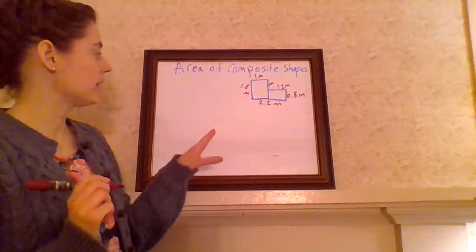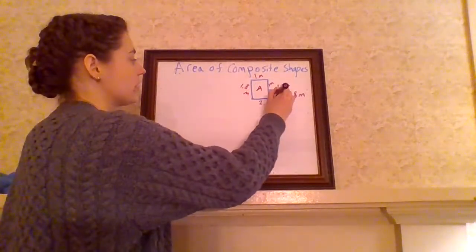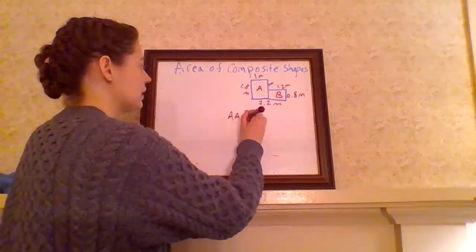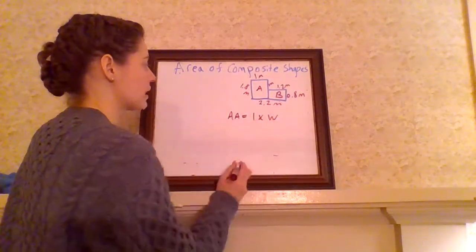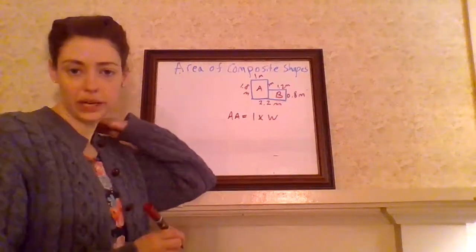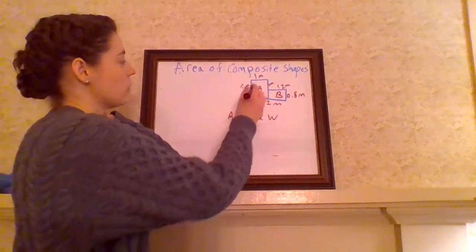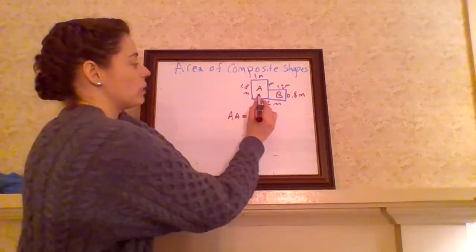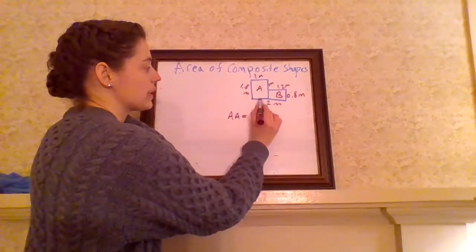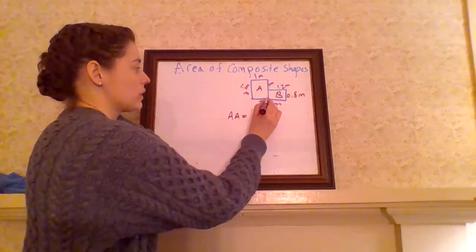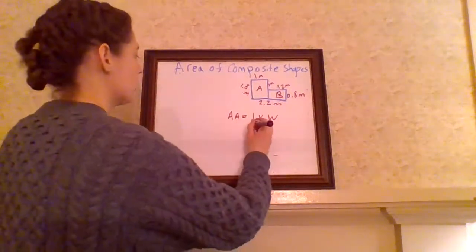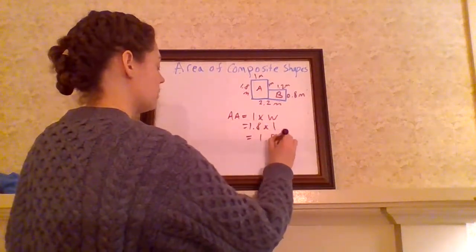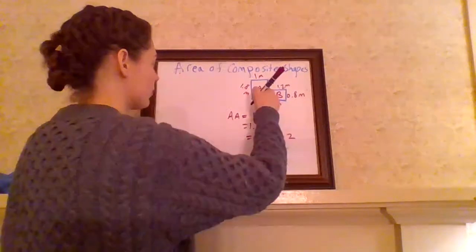Okay, so now we want to find the area of figure A and figure B. So the area of A equals length times width because it's a rectangle. Now there's a lot of numbers there. We don't need all of them. So let's see what we need. So we need the length here and the width. So we want to make sure we don't use 2.2 meters because that's the whole base, and we're just going to this part, which is 1 meter. So 1.8 times 1, which is 1.8 meters squared for figure A.